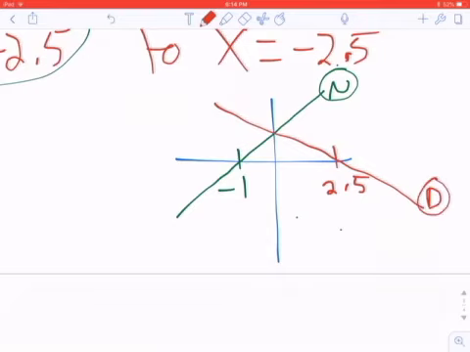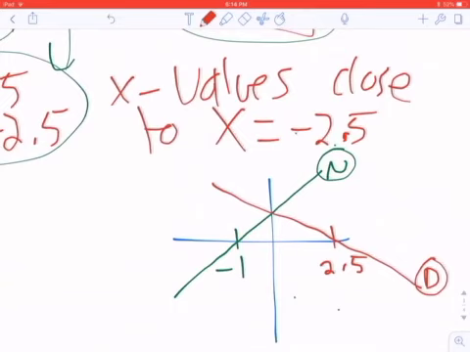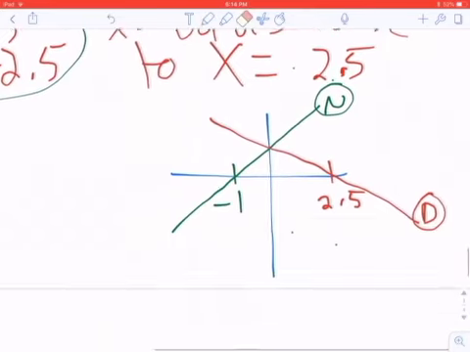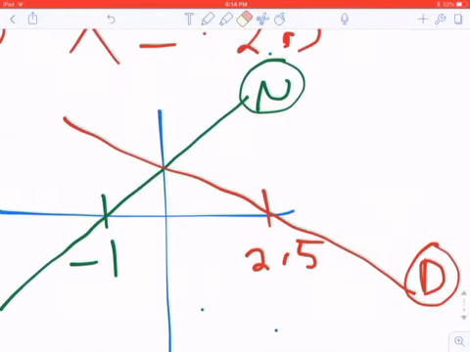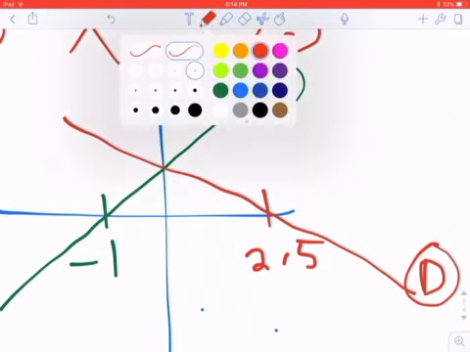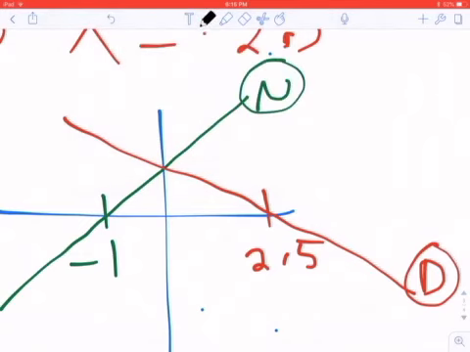So I need to check values close to 2.5. I'm just going to check both sides. So what is it just to the left? There's my vertical asymptote. Just to the left of the vertical asymptote is a positive for the denominator and a positive for the numerator. I'm looking at the y values, and it's above the x-axis, so it's positive.